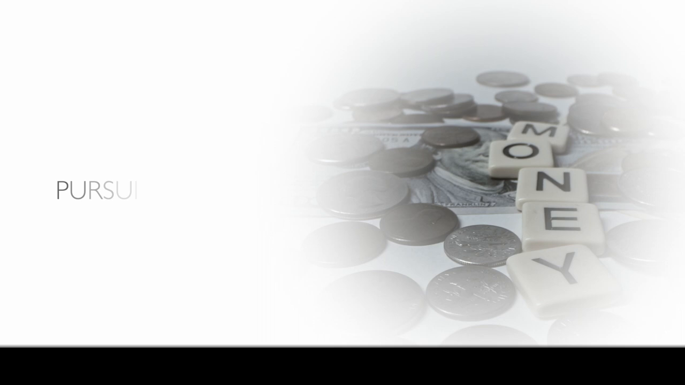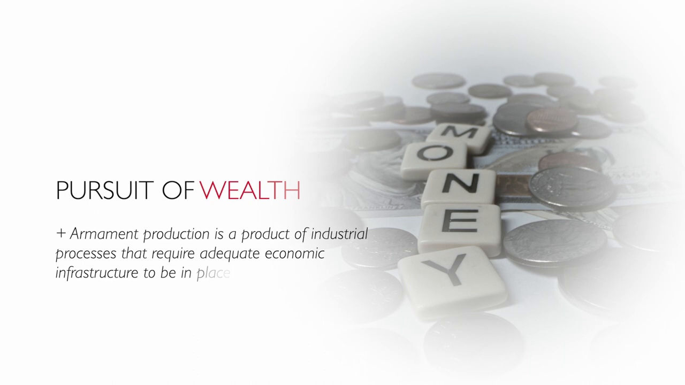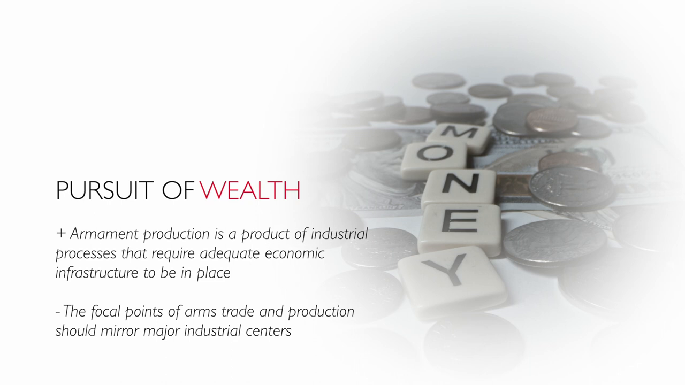Krause explains that in a state's pursuit of wealth, the establishment of a domestic defense industry is a byproduct of industrial processes that require adequate economic infrastructure to be in place. This would mean that the focal points of the arms trade and production system should also mirror the major industrial centers of any given period. And if you think about it, this makes sense. In order to be able to produce arms, usually your state has to be advanced enough industrially to even have a chance to produce those arms.